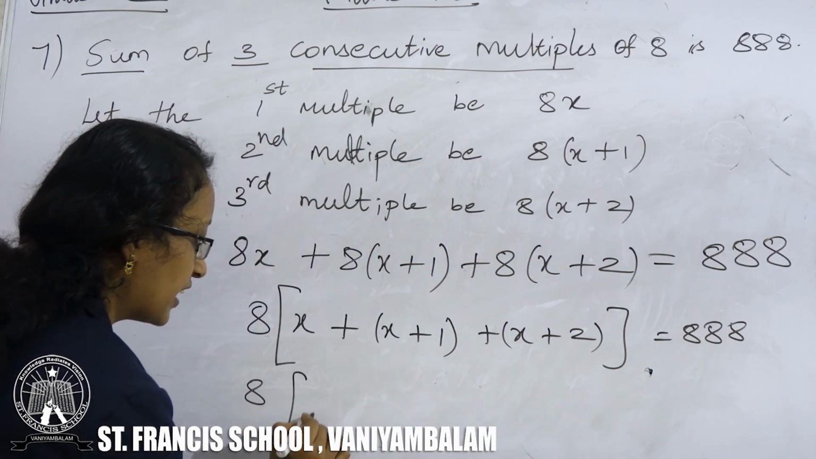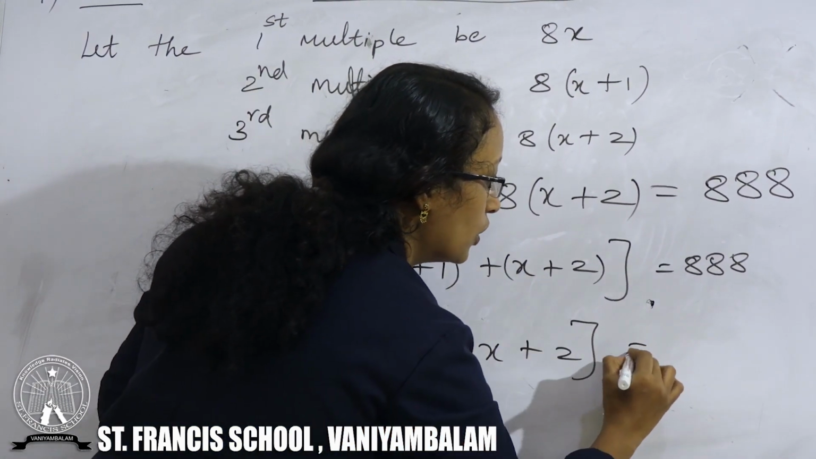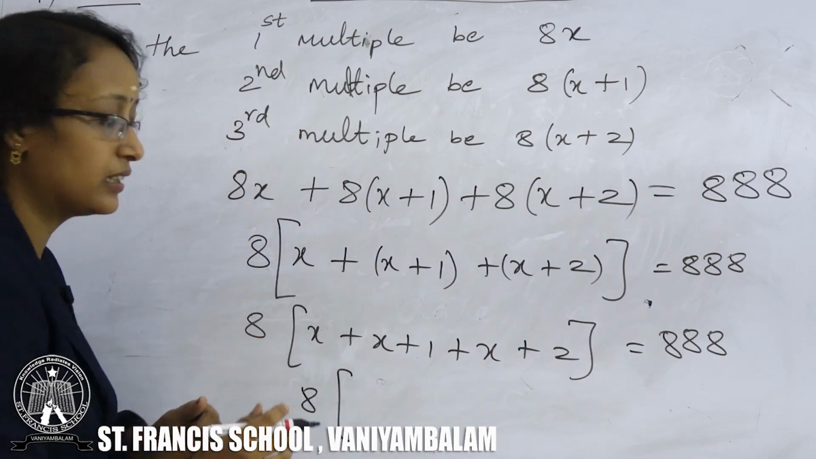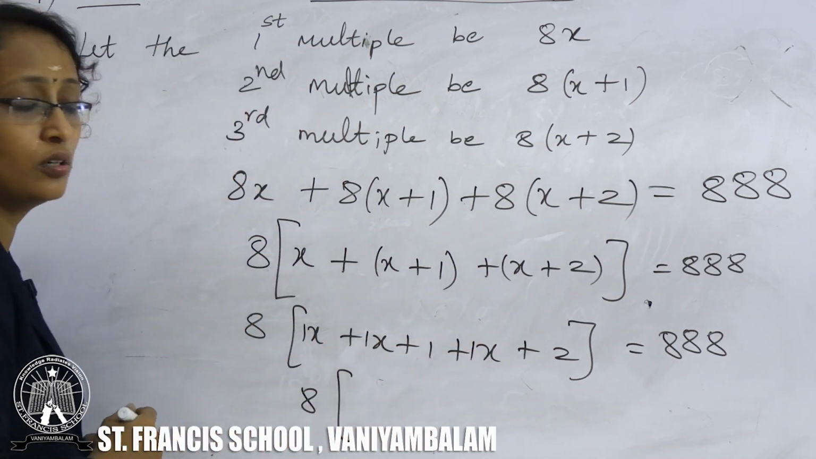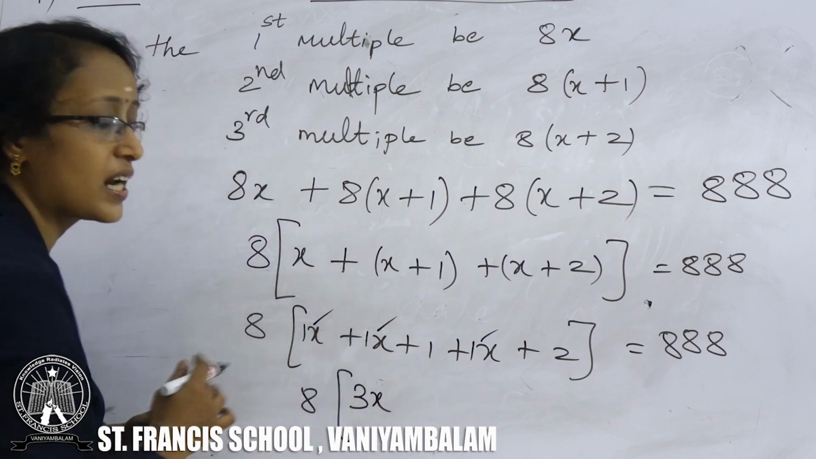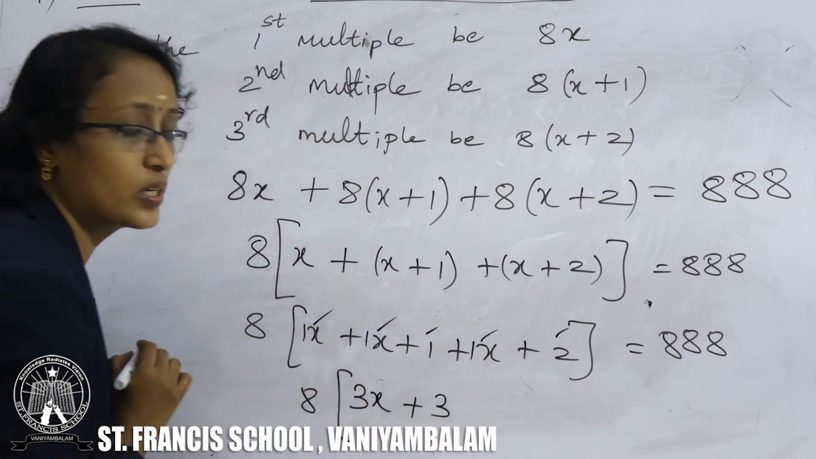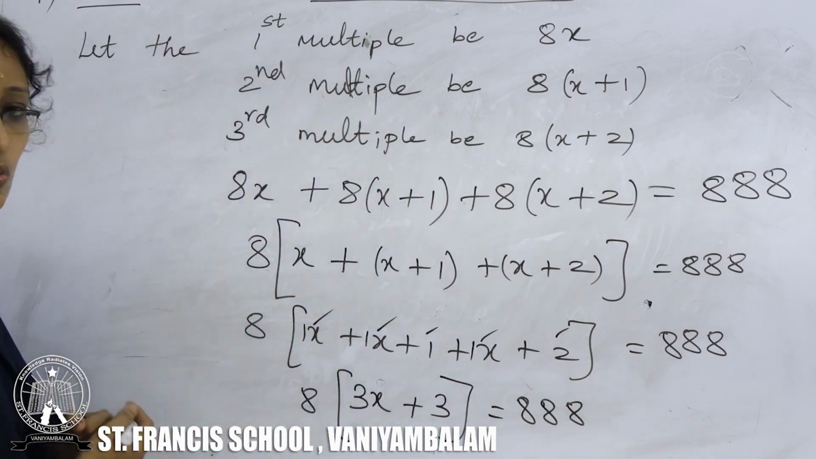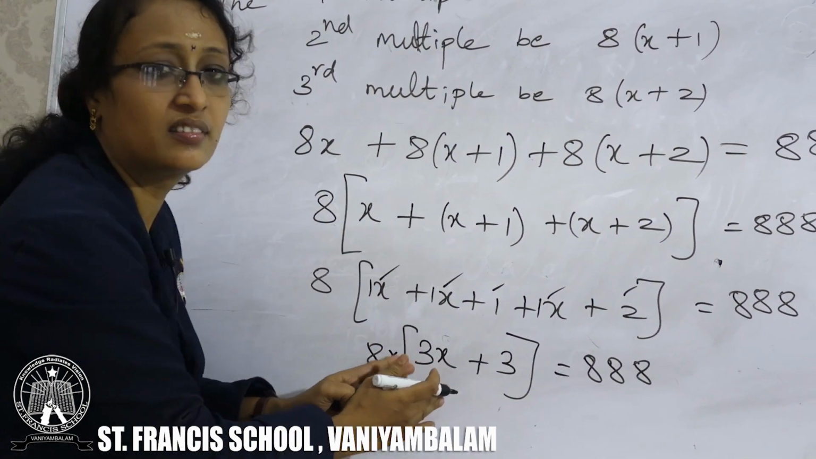So 8 you can write, remove the brackets: x plus 1 plus x plus 2 is equal to 888, and add the like terms. There is no coefficient, so consider it as 1, and here also. So you have the like terms 1x, 1x, 1x. What is 1x plus 1x plus 1x? 3x. Adding the constants, 1 plus 2 is 3. So you get 8 into 3x plus 3 equal to 888. Next, what is the next step? Here 8 is in multiplication, right? 8 is multiplied with 3x plus 3.